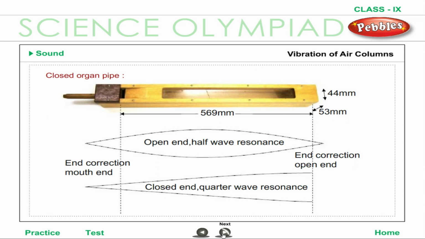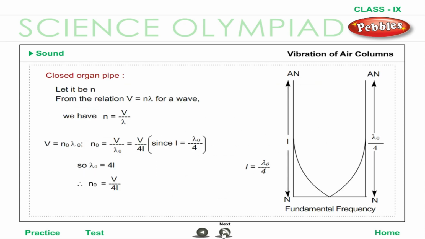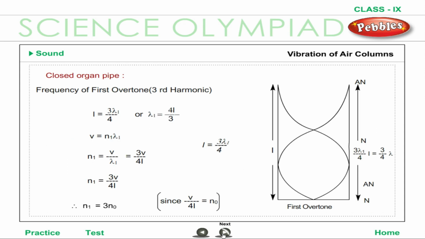Closed organ pipe. Consider a cylindrical pipe open at one end and closed at the other. When the air column in the pipe is set in vibration, there is a node formed at the closed end and antinode at the open end. The frequency corresponding to this node is called the fundamental frequency. The frequency is obtained as shown above. The air column can also vibrate at higher frequencies called harmonics or overtones. Frequency of first overtone, third harmonic, is obtained as shown on the screen.